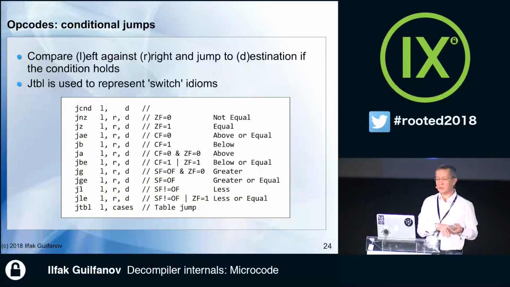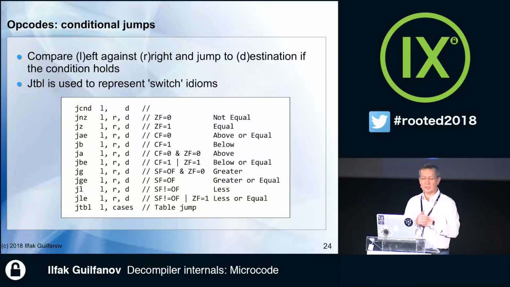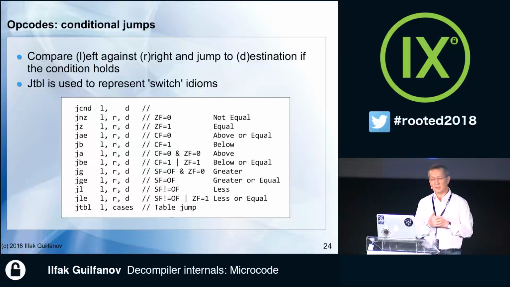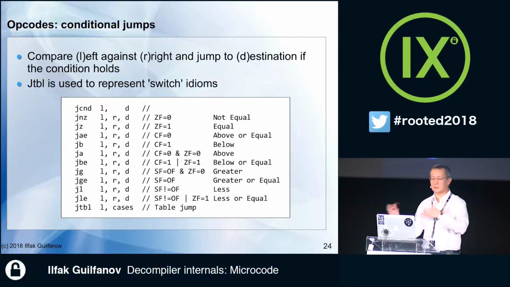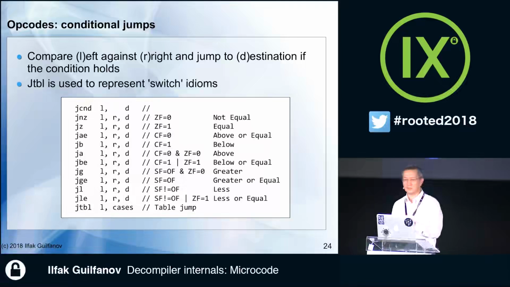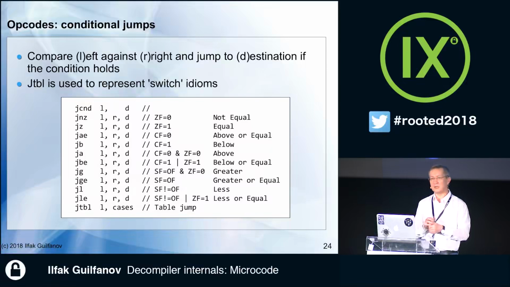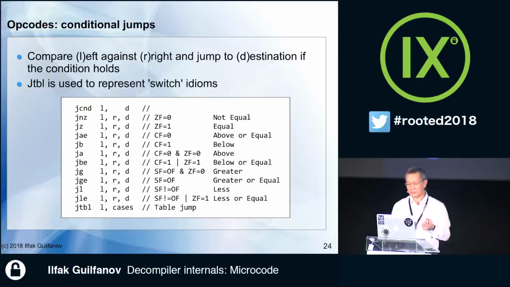In addition to unconditional jumps, we also have conditional jumps, when we compare two things and we jump to the destination if the condition holds. And we have one more quite odd micro instruction called jump table, JTBL. It is used to represent the switch idioms when we have cases and jump targets. Such an instruction does not exist in traditional processors because it is usually emulated by a sequence of instructions, and we try to recognize the sequence and convert it into a jump table instruction.